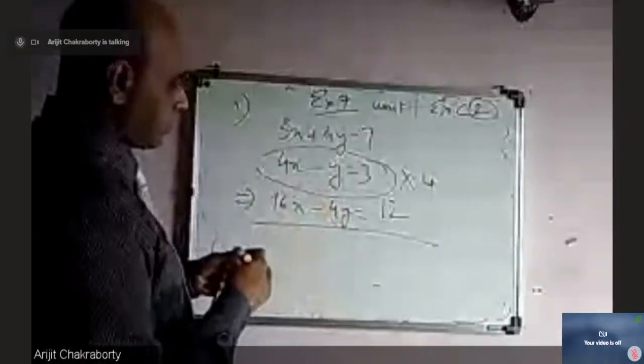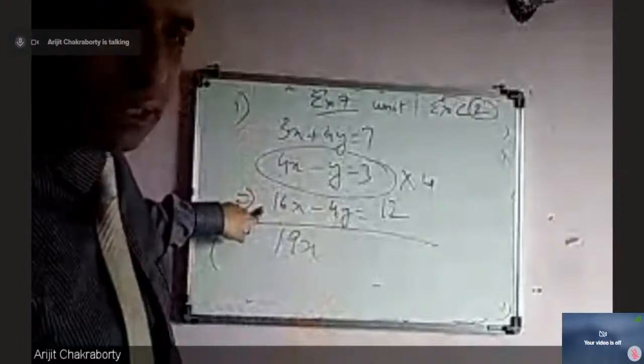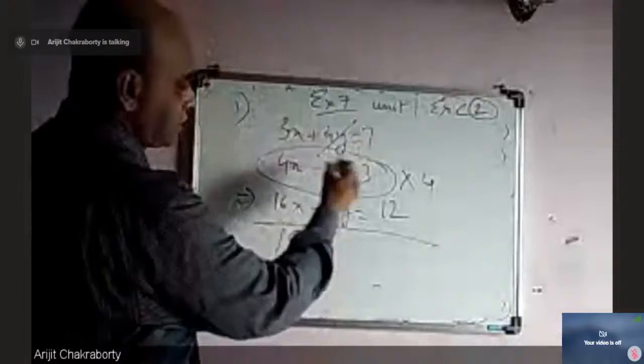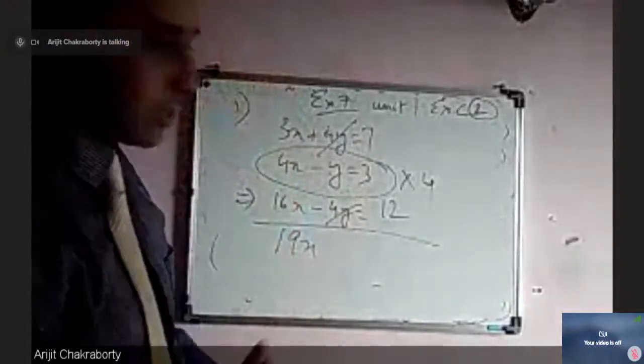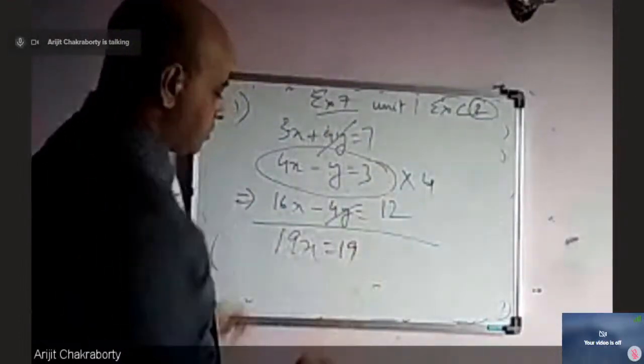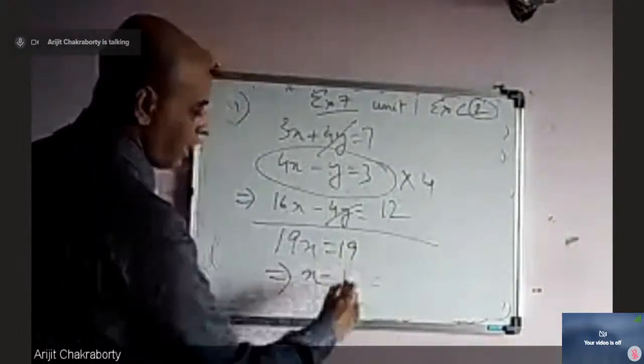If you add the two equations, you get 3x and 16x, 19x, plus 4y minus 4y, so it cancels out. So you have only x on the left hand side, and here you have 7 and 12 is 19. So you have 19x equal to 19. Therefore, x is equal to 1.